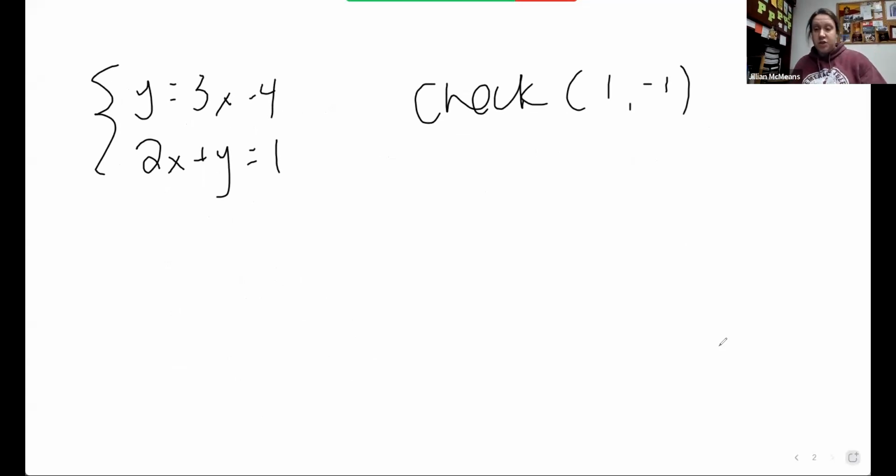Remember, we did this in class. So what you do is you plug in the x and the y value into both equations. And if both equations are true, you know that that's the solution.